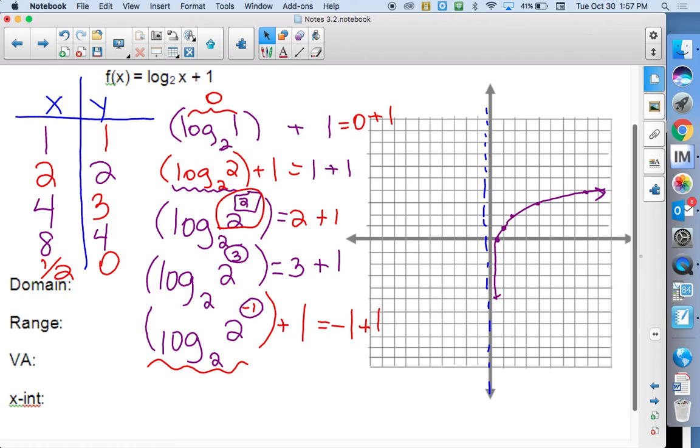I skipped over the domain, range, vertical asymptote, and x-intercept. You can write those down at the bottom left side of your page. But the next page in your packet, just like yesterday, is a worksheet that has you graphing logs. I will have time to check homework tomorrow, I promise.